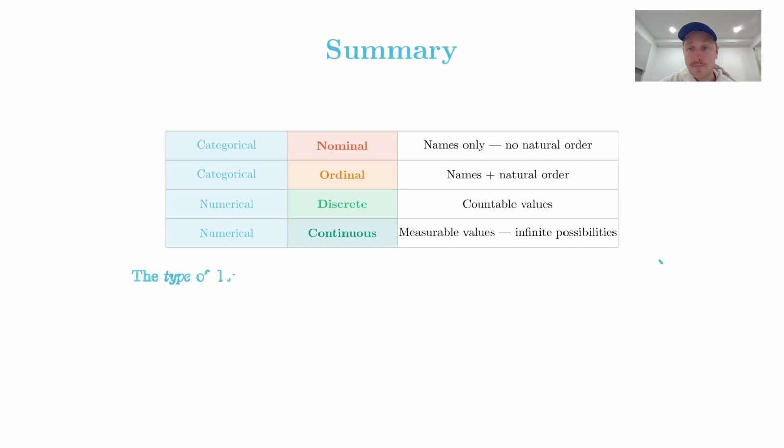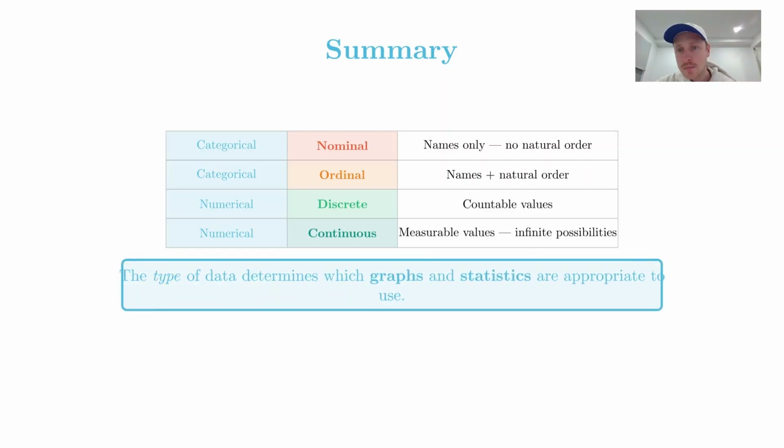Here's just a quick summary. Categorical and nominal. Nominal, just names only. Ordinal, names in a natural order. Numerical, we've got discrete, which is countable values. And numerical, we've got continuous, which is measurable values. And this stuff is important, again, because this tells us which graphs and statistics are appropriate to use. So, you've got bar graphs, column graphs, scatter plots, pie charts. All of these things are designed for different kinds of data.